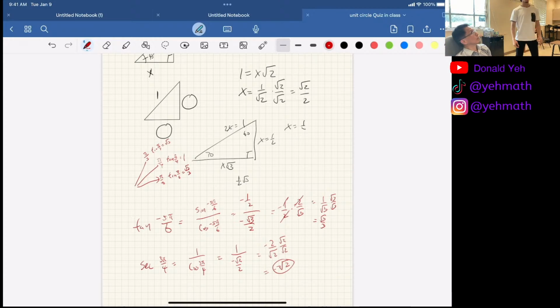We have a quiz or a test this Thursday? I think it might be a quiz and test together. Yeah, you're going to have the first part as the unit circle, the second part is that, and the third part is solving the equation. So we'll go over how to solve the equation tomorrow.